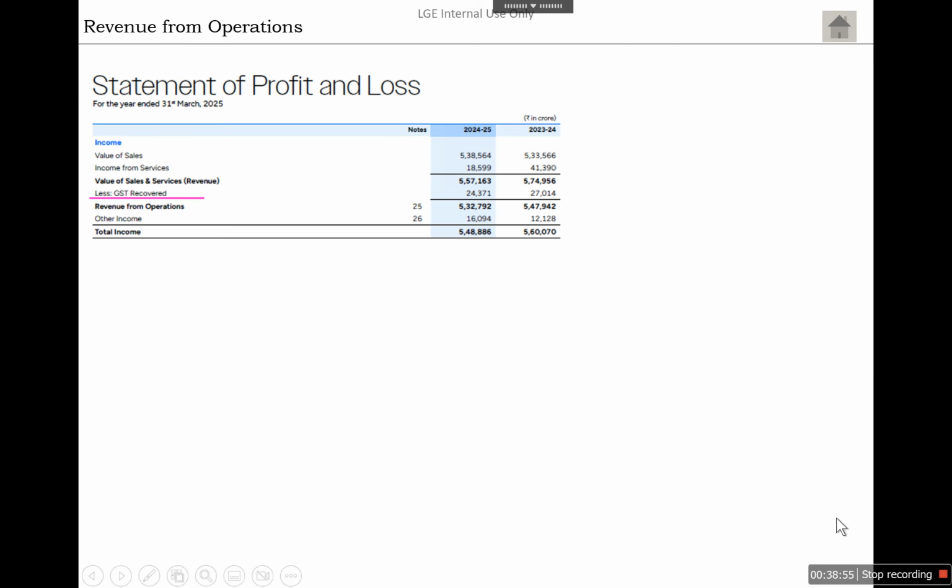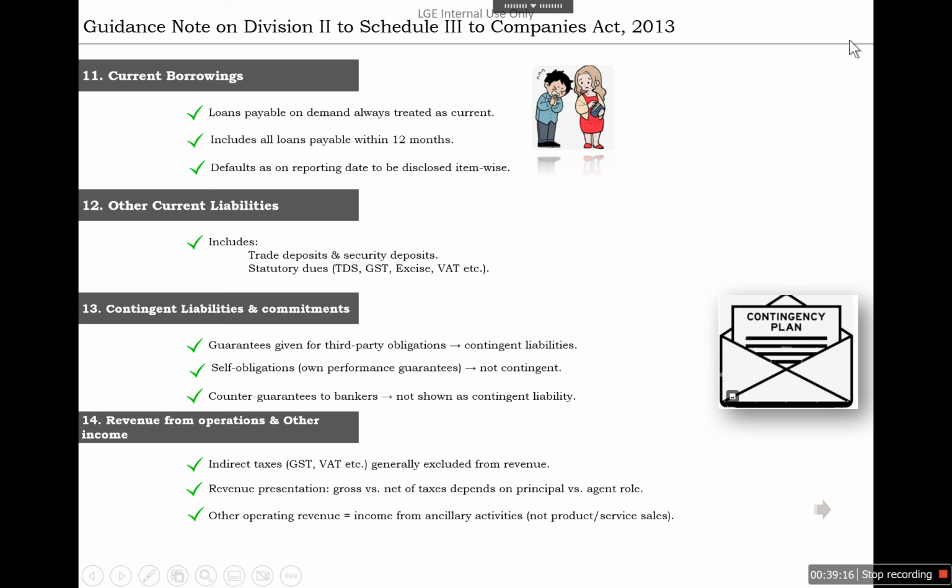So let's see the presentation. Here it is value of the sale, income from the services. This is inclusive of GST, and now GST has been reduced. And finally, we have come to the revenue from operations portion, and the other income that is not from the sale and services is shown separately as other income.